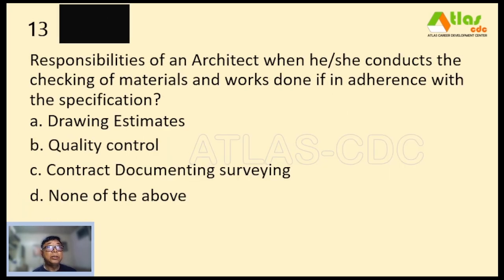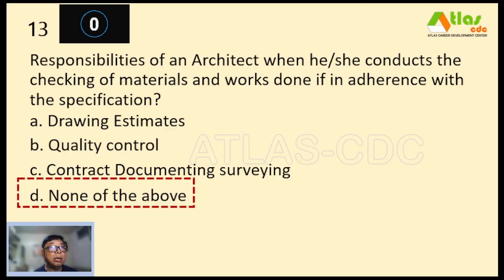Number 13. Responsibilities of an architect when he/she conducts the checking of materials and works done if in adherence with the specification. A. Drawing estimates. B. Quality control. C. Contract document surveying. And D. None of the above. And our correct answer is letter D, none of the above.